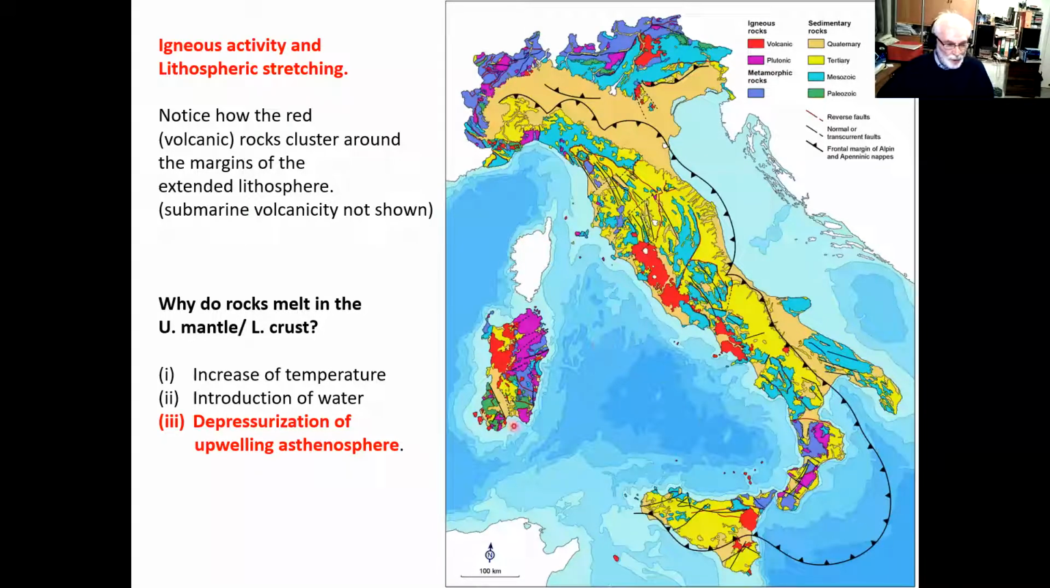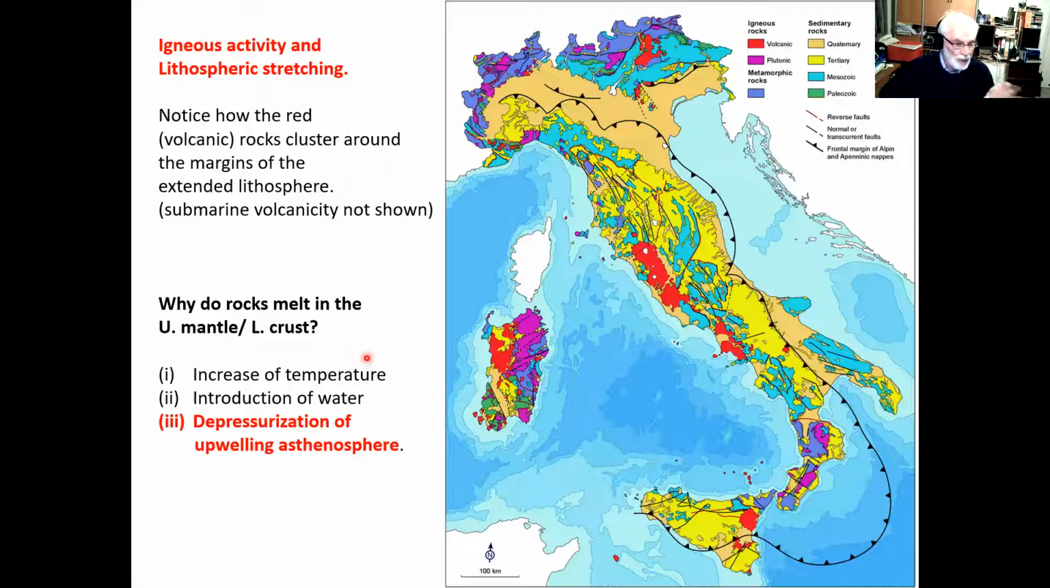And what you can't see is what's going on under the sea, because one of the consequences of stretching the lithosphere is you thin it, and that tends to make it subside. So there's a possibility of oceanic waters flooding it. There's also volcanic activity associated with the stretching. And we can then ask ourselves, why do rocks melt at all in the upper mantle and lower crust? There are three reasons why rocks can melt.